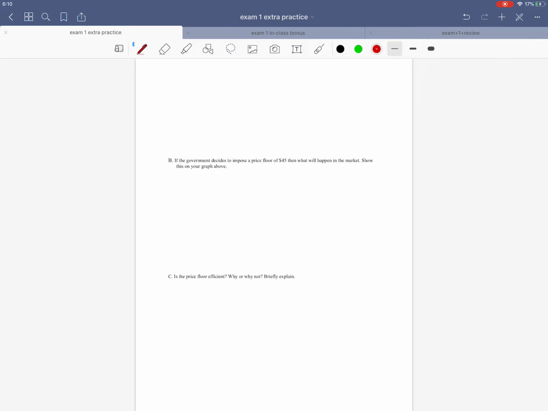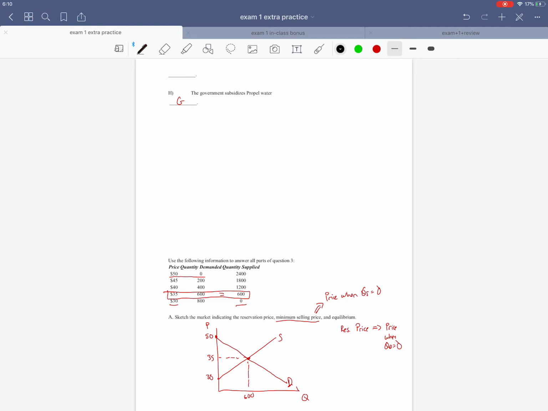So B, it says if the government decides to impose a price floor at $45, then what will happen? So a price floor means that the price cannot go below this amount. So if it's at $45, we have our price floor. Now, according to our table here, we know that if the price was $45, the quantity supplied would be 1,800, and our quantity demanded would be 200.